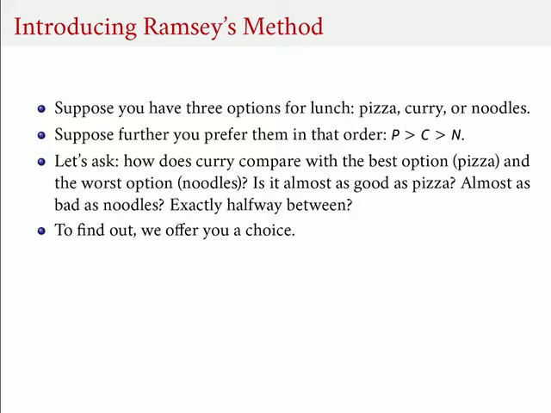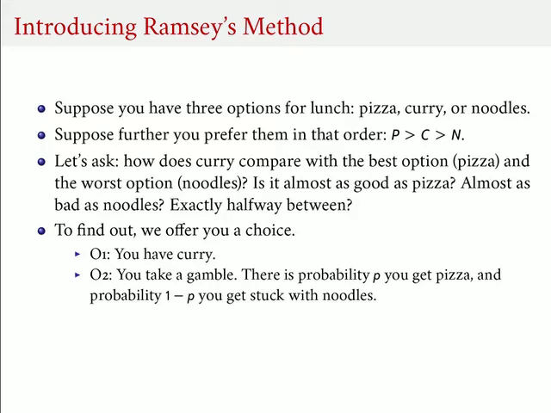So to find out, I offer you a choice. The first option you can take in this choice is that you can just have curry for sure. So for this first option, option 1 or O1 here, if you choose this option, you get curry for sure, the one that you prefer in the middle. Or instead of taking that option of having the middle option guaranteed, you can take a gamble. And on this gamble, there's a certain probability P that you get pizza, and then a probability 1 minus P that you're going to get stuck with noodles. So on this gamble, you either end up getting the best thing or the worst thing.